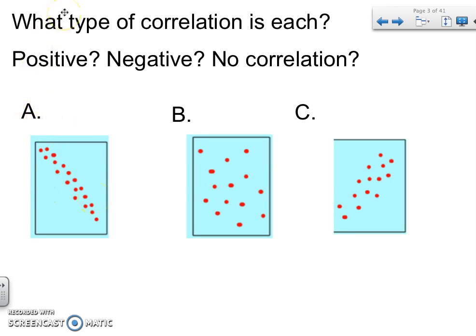So there are three types of correlations. Correlation is kind of like a relationship between two things. So are they strongly related, or are they not as strongly related? Okay, so to figure out which one is positive, negative, or no correlation. So when I look at A, we see from left to right that it's going down. So this would be called a negative correlation.